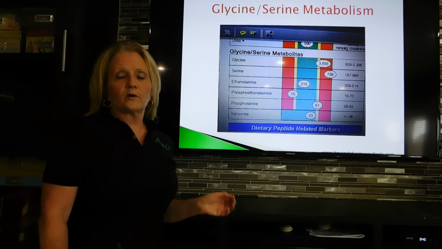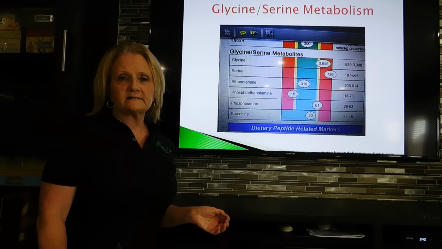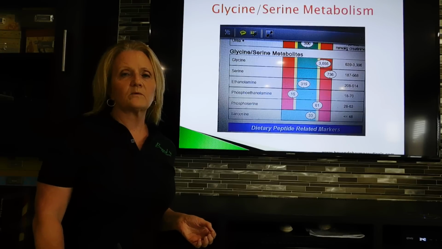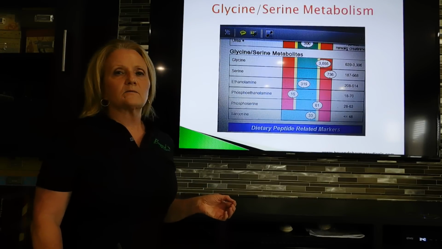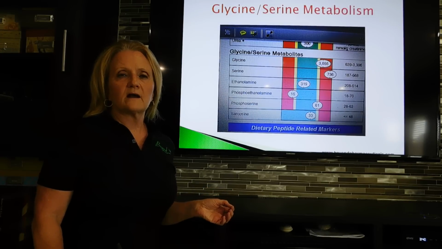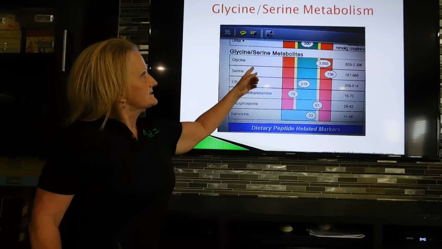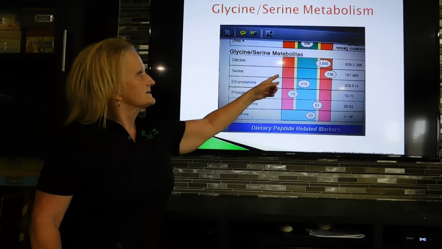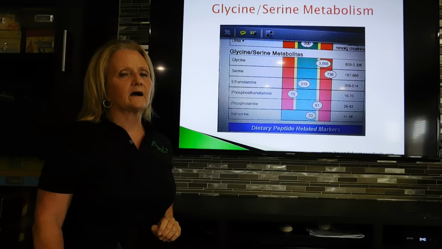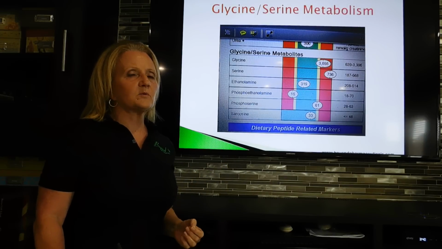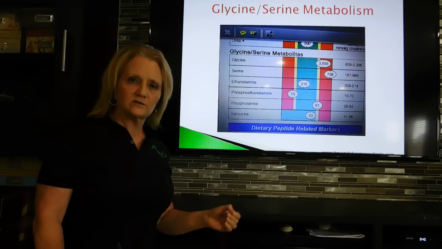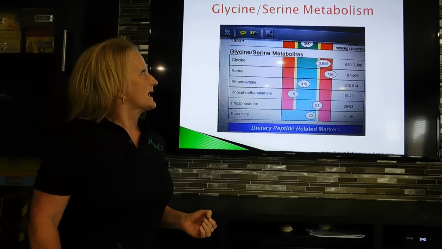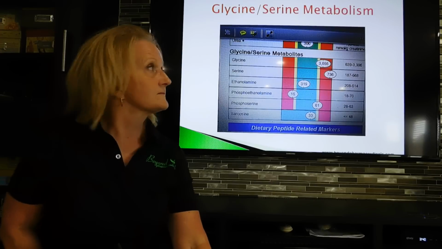Now, earlier I said that glycine needed to conjugate with benzoic acid, and so I was keeping in mind a glycine deficiency. But when we get to the glycine and serine metabolites, we see that glycine is very high here. So she's unable to conjugate the glycine to the toxin for phase 1 reactions to happen.